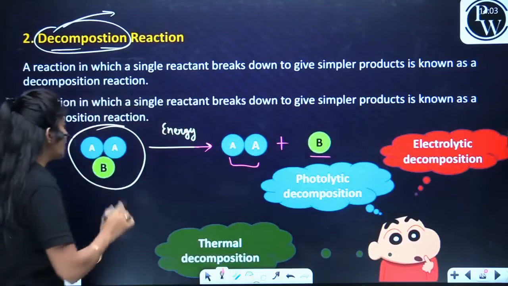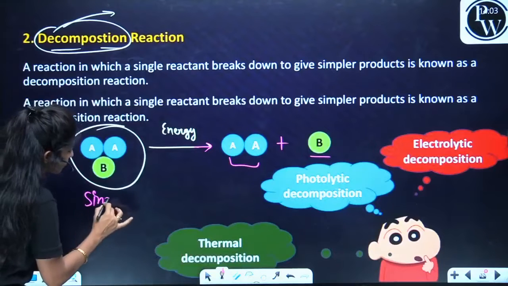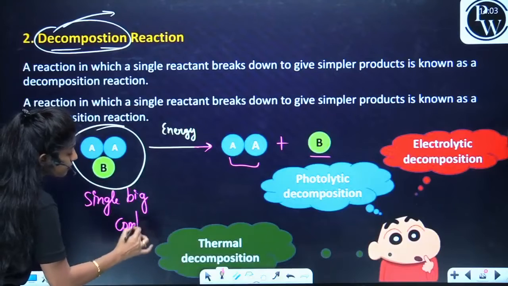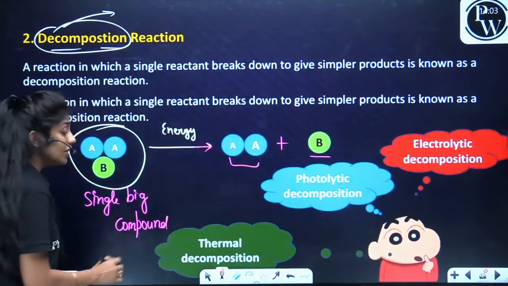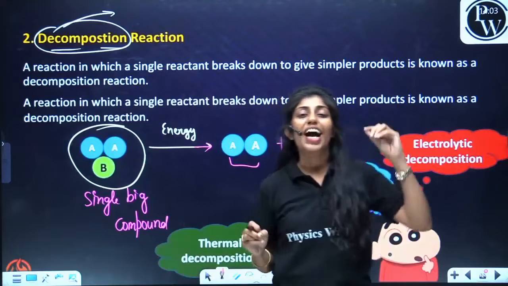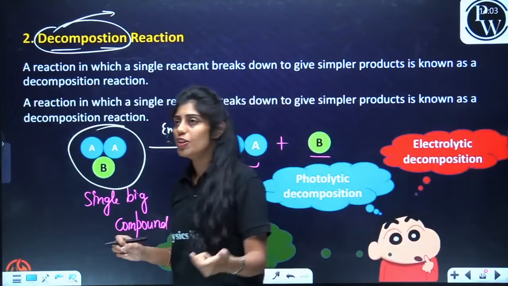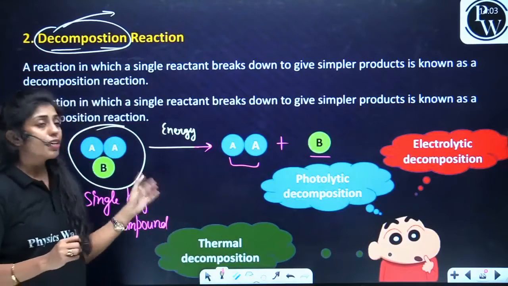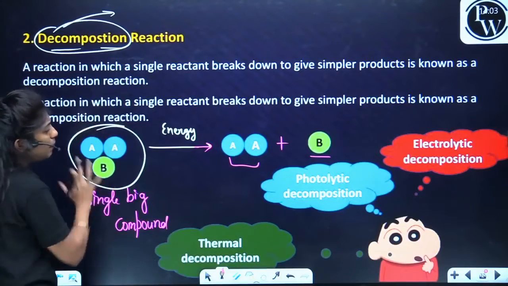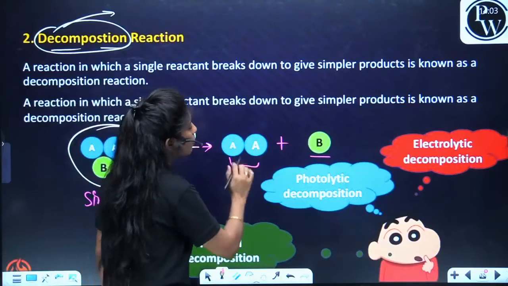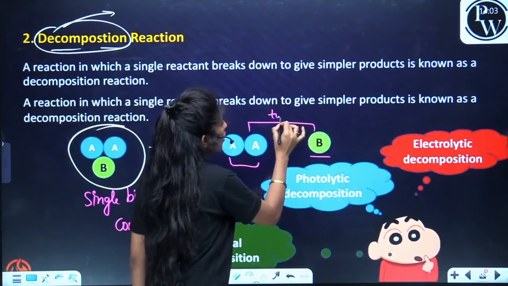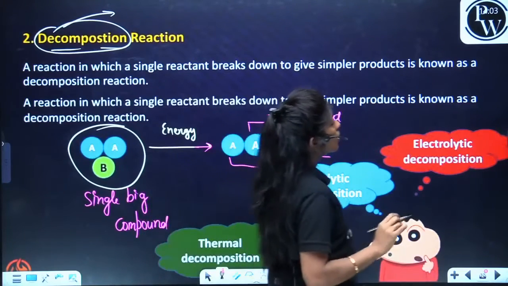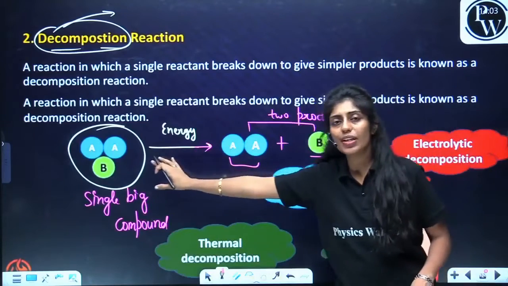So there is only a single big compound. Big doesn't mean big in size, but having multiple atoms, like FeSO4, calcium carbonate, lead nitrate, these kinds of things. It will be dissociating into the corresponding products. You can see there are two products. That was a complex one and this is the simpler one.